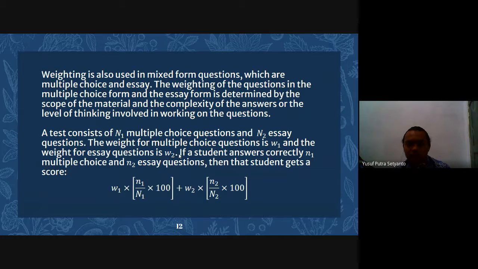And then the formula is like here: a test consists of capital N1 multiple choice questions and capital N2 essay questions. The weight for multiple choice questions is W1, and the weight for essay questions is W2. If a student answers correctly n1 multiple choice and n2 essay questions, then that student gets a score using this formula: W1 times n1 over capital N1 times 100 plus W2 times n2 over capital N2.